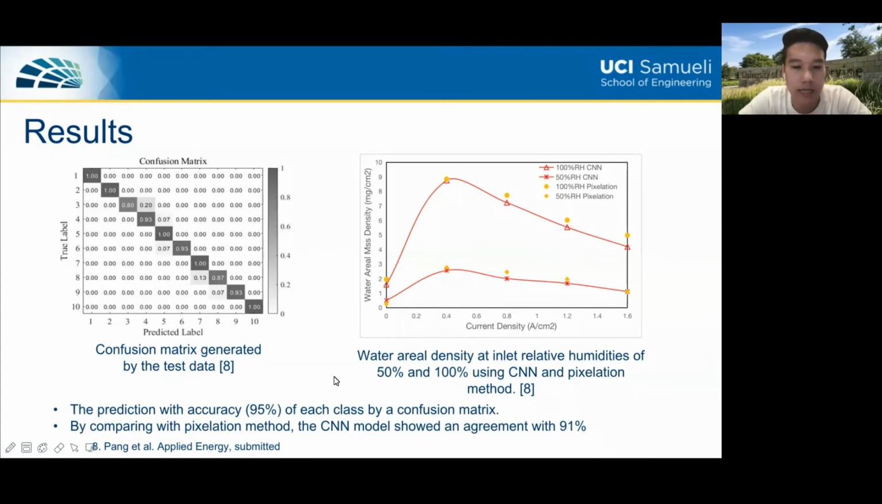We also compare with another image processing method, which is called the pixelation method. The figure on the right-hand side shows the water areal mass density at RH 50% and 100% using CNN and the pixelation method. We can see it shows a similar result. The CNN model showed an agreement of 91%, which means the CNN model is acceptable to predict the water distribution in the PEM fuel cell.